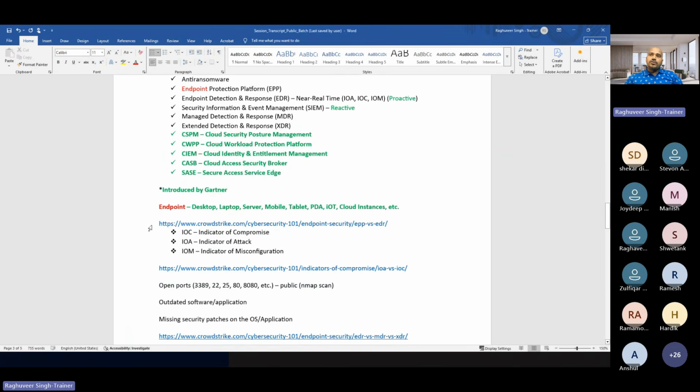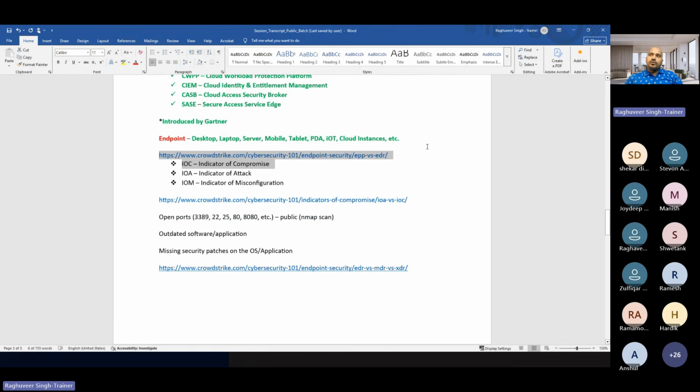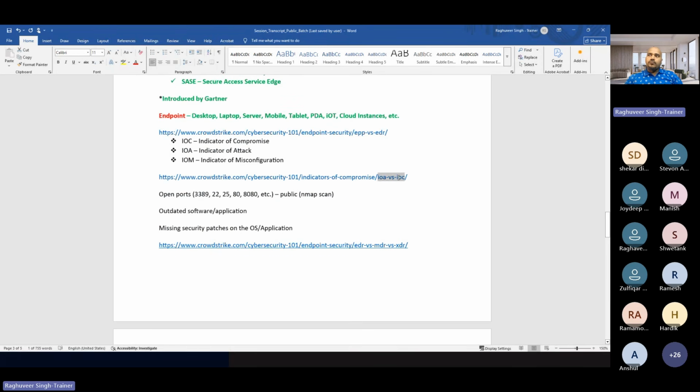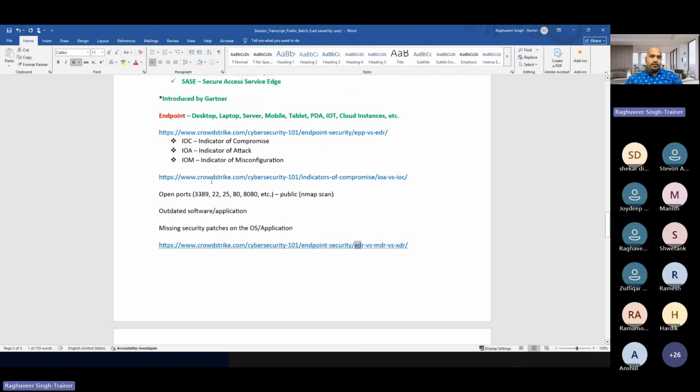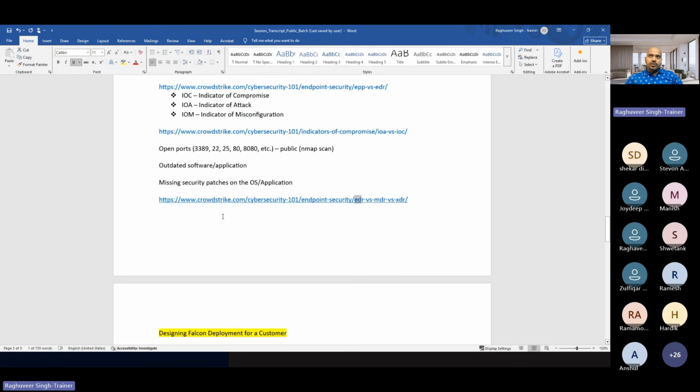For that, I have this URL. When you go through this URL, these URLs basically talk about the difference between endpoint protection versus endpoint detection and response. These URLs talk about the difference between indicators of attack versus indicators of compromise, and they are all from CrowdStrike official documentation. So you can trust this documentation for authenticity, for accurate information, and for up-to-date information. And then there is another URL, which is the difference between EDR, MDR, and XDR.